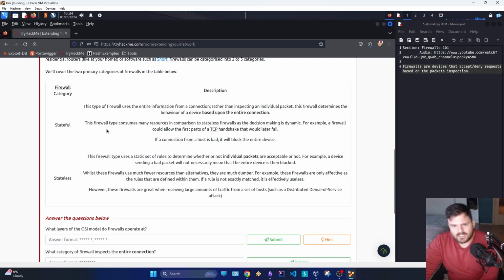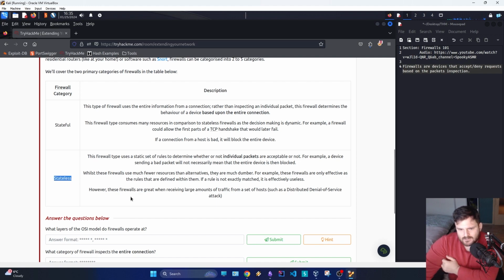Stateful means that this type of firewall uses the entire information from a connection. Rather than inspecting an individual packet, this firewall determines the behavior of a device based upon the entire connection. This firewall type consumes many resources in comparison to stateless. It's like TCP and UDP. The decision making is dynamic. For example, a firewall could allow the first part of a TCP handshake that would later fail. If a connection from a host is bad, it will block the entire device.